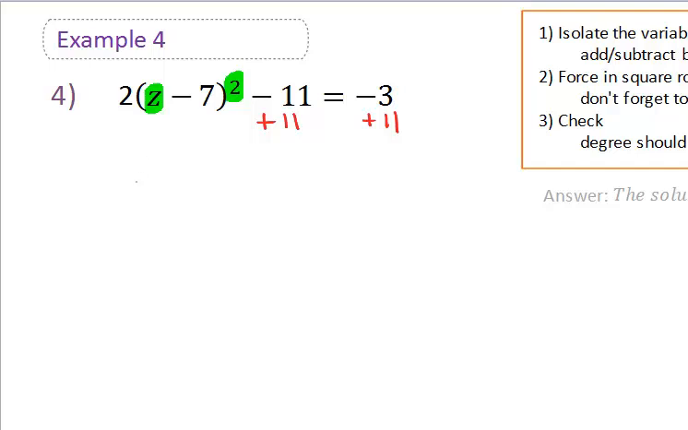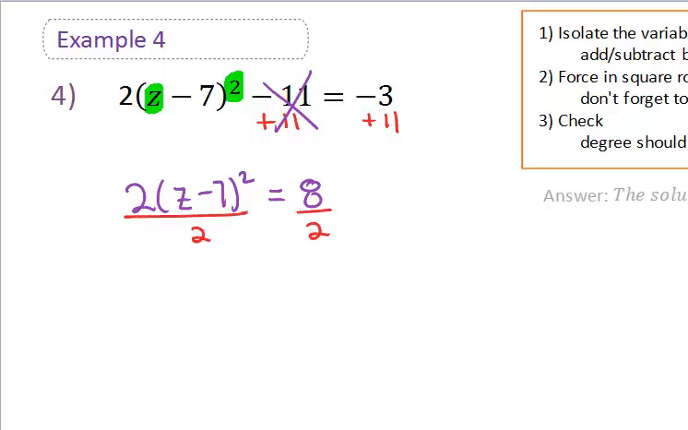On the left, that gives me 2 times v minus 7 squared. My 11's cancel out. On the right, 11 minus 3 gives me 8. I still need to isolate that parentheses square. So my next step is to divide by 2 on both sides. Canceling out those 2's gives me v minus 7 squared is equal to 4.